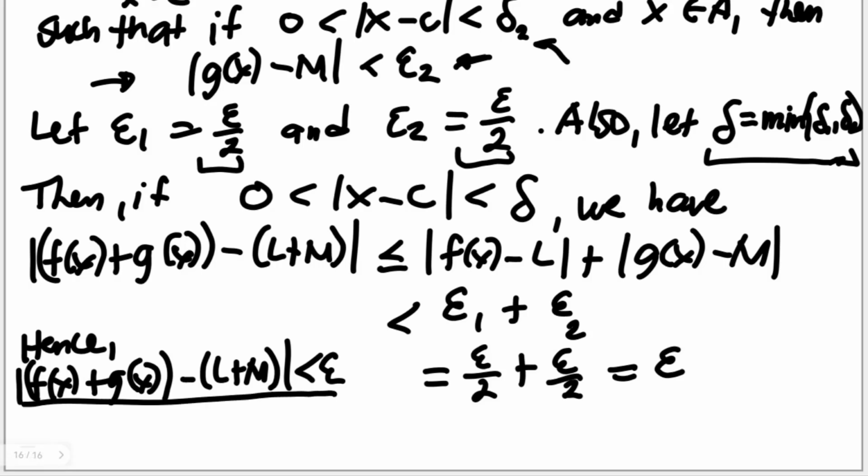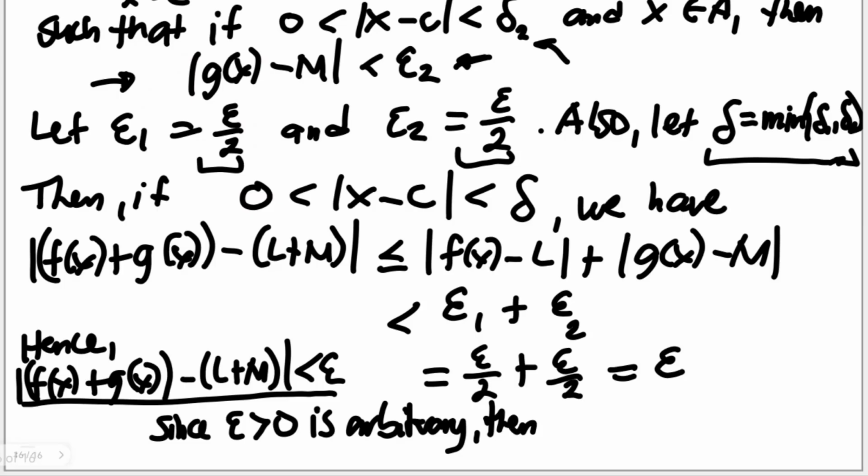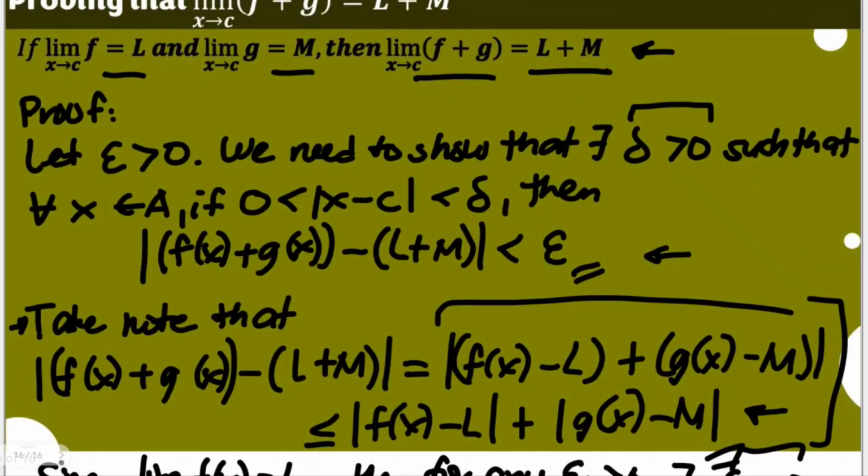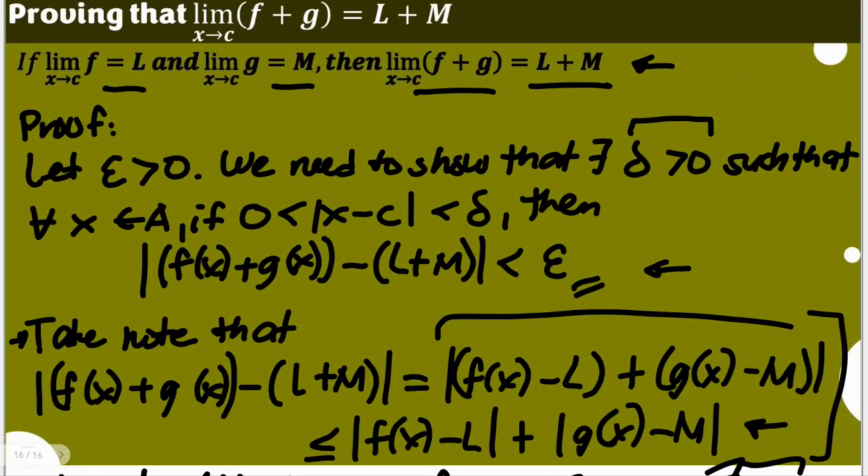With that, the final statement: since epsilon greater than 0 is arbitrary, we conclude that the limit of the sum of f and g as x approaches c is equal to the sum of L and M, because we have established this already as part of the definition of our limit. So we're just going to do something like this and duplicate it if we have similar situations.